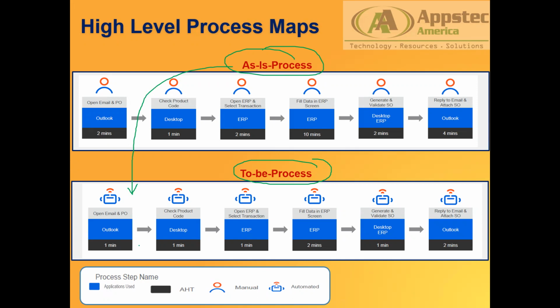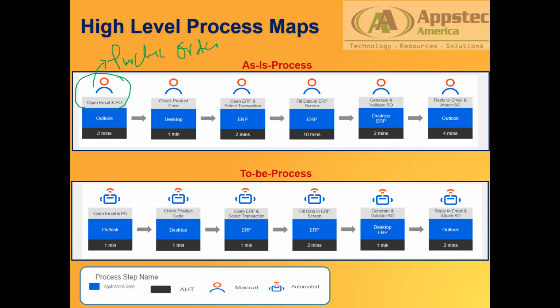All right. So if we see this specific process that we have in this diagram, let's say the as is process is a process where I need to open an email and a PO. PO is nothing but an invoice, PO stands for purchase order. Okay. So let's say I need to open up an invoice that I've received from a client, which is attached in an email. The application involved is Outlook. That's my application used. And opening up the email and the attachment is my step or task. Second, check product code. Let's say I'm doing it using a desktop based application, the Outlook desktop application. Open the ERP and select the transaction.